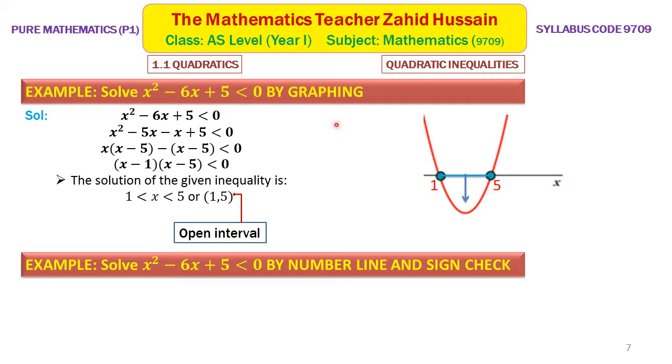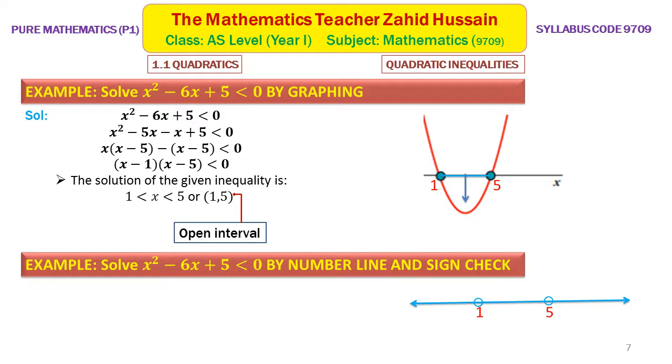Now, solving this question by number line and sign check, the method is the same. You will do the whole working from this step to this step. These are the points where the graph is 0, y is 0. You will draw a number line and mark 2 points. Because there is a less than sign only, you will draw 2 circles which are not shaded. This point is 1 and this point is 5.